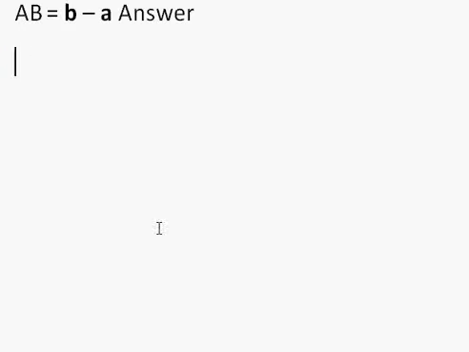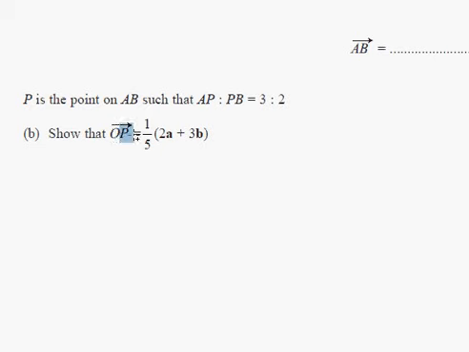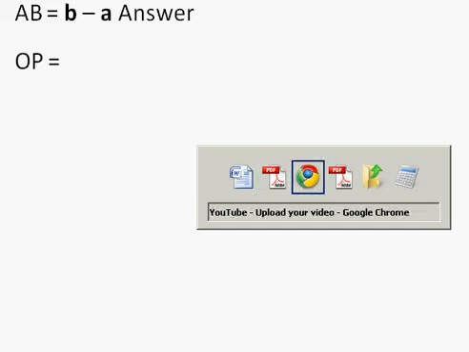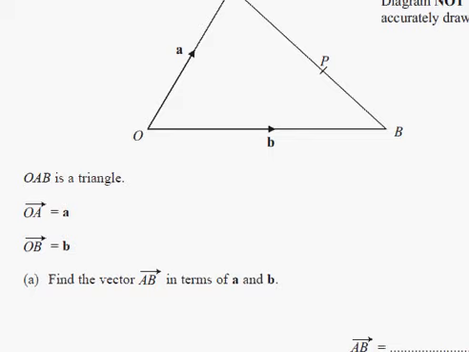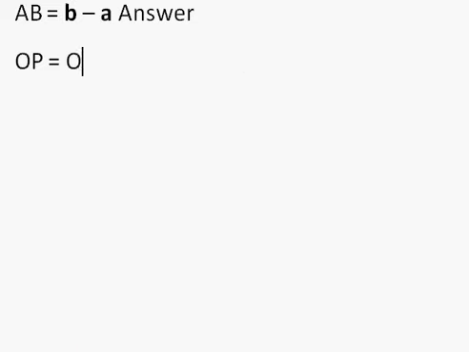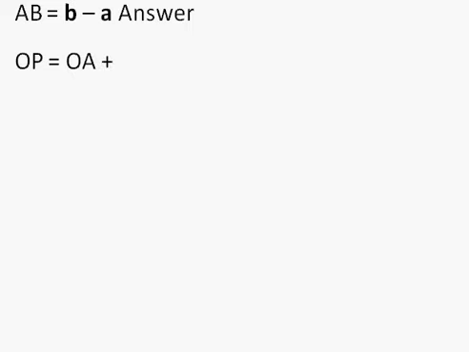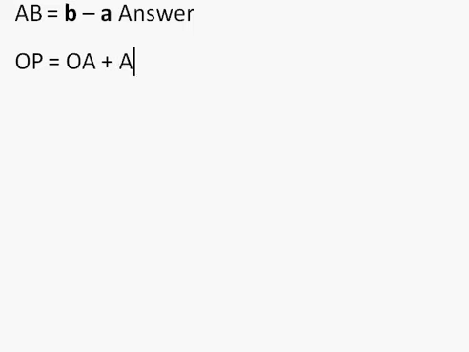Let's write down OP, the vector OP, which is what we're being asked for in the question. If we refer back to our diagram, we can see that the vector OP equals the vector OA plus the vector AP. That's another way to express the vector OP, to get there indirectly.